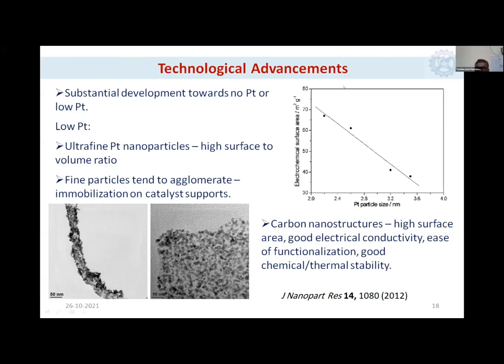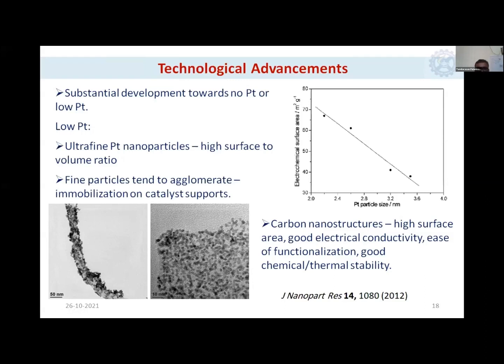Now, there is a correlation between the particle size and electrochemical active surface area reported in 2012. If you decrease the particle size from 3.6 nanometer all the way to 2 nanometers, you're actually seeing the gradual increase in electrochemical active surface area from almost 40 meter square per gram to 65 meter square per gram.